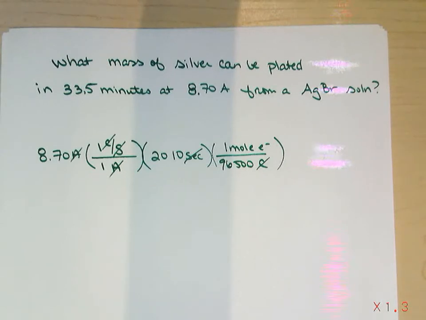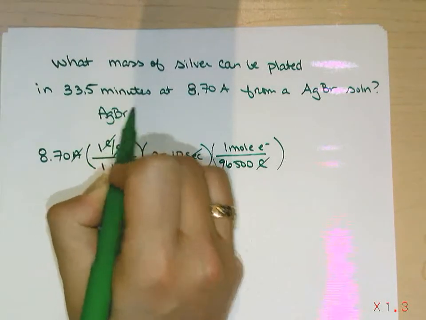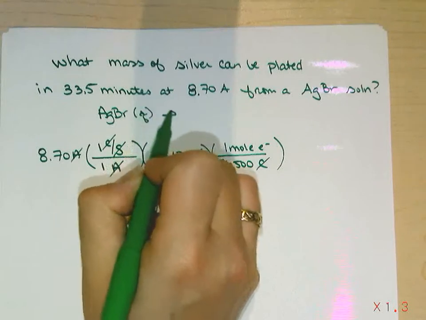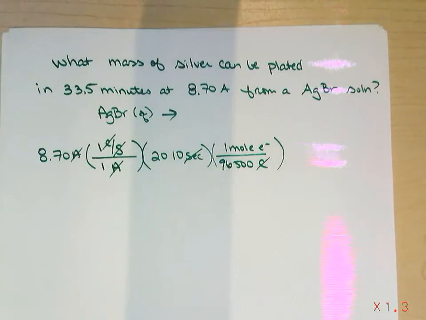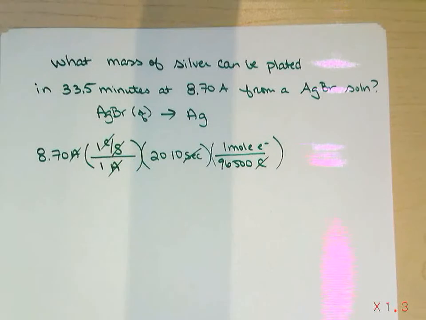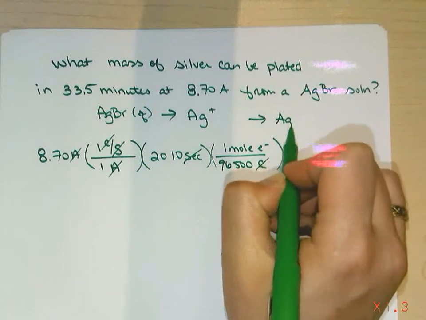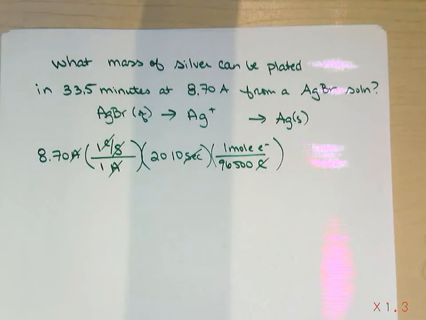One. How did we figure out it's one? Right, so I have silver bromide. Is the bromide doing anything useful in this reaction? No, what do we call those guys? Spectators. So what's the charge going to be in the silver bromide? So how many electrons do I need to go from silver plus 1 to 0? Right.